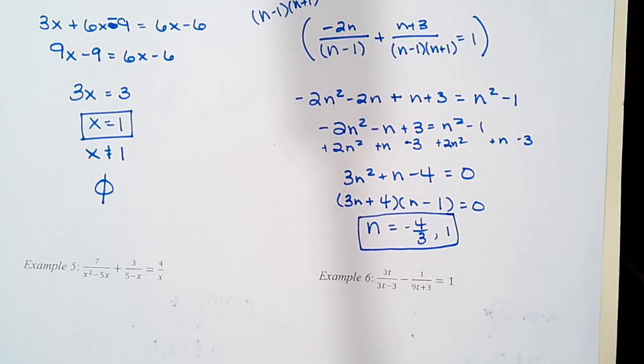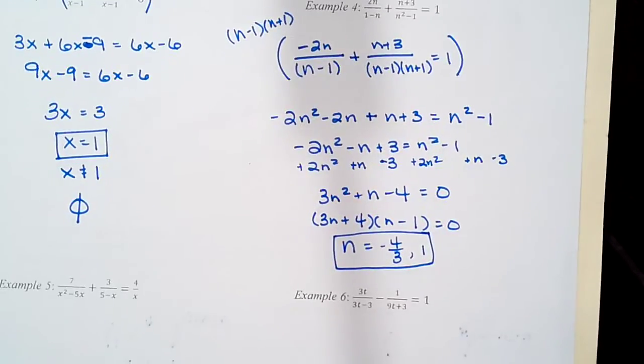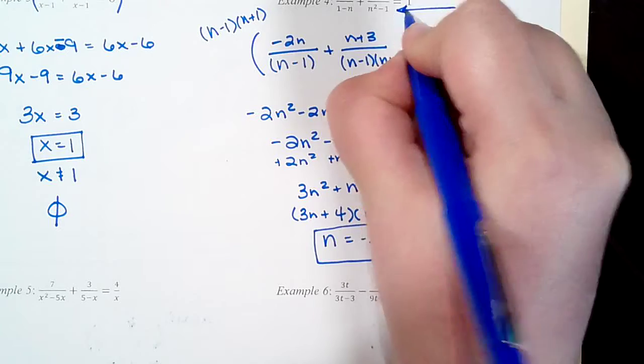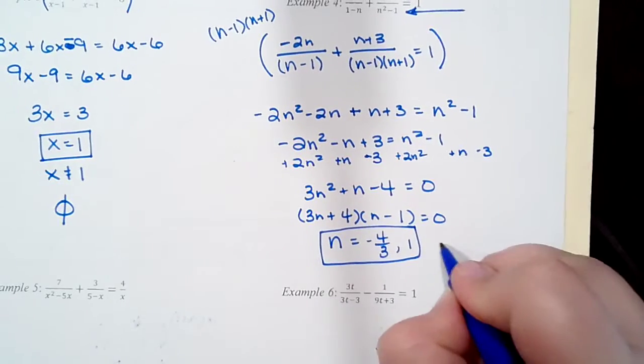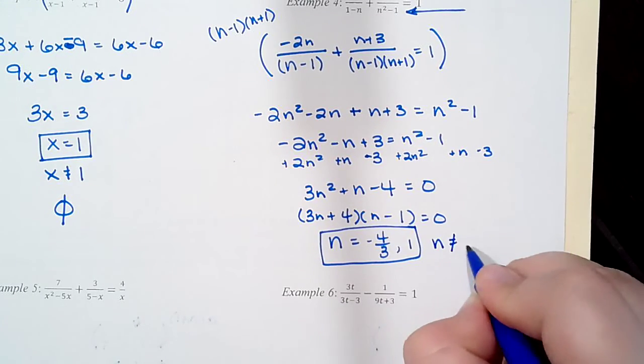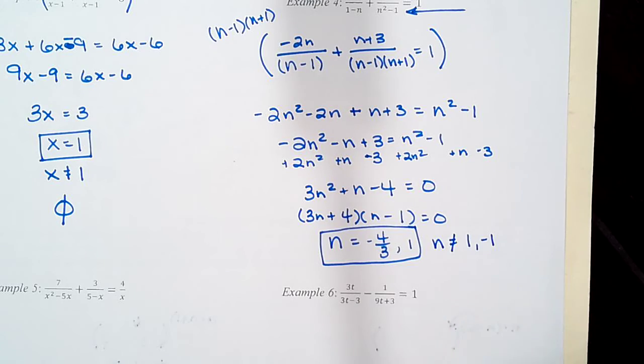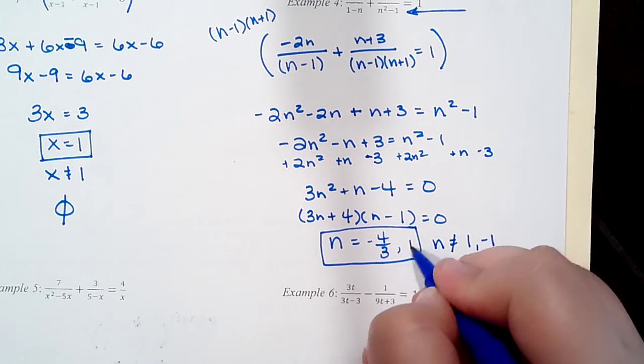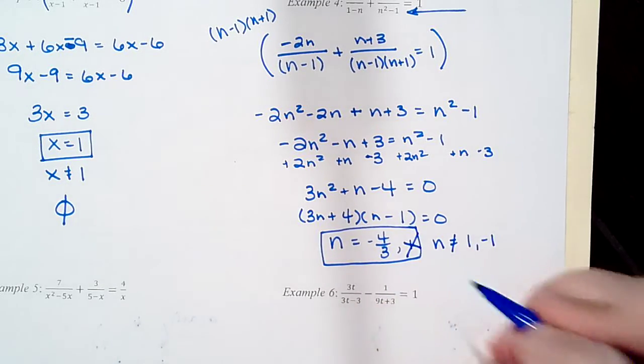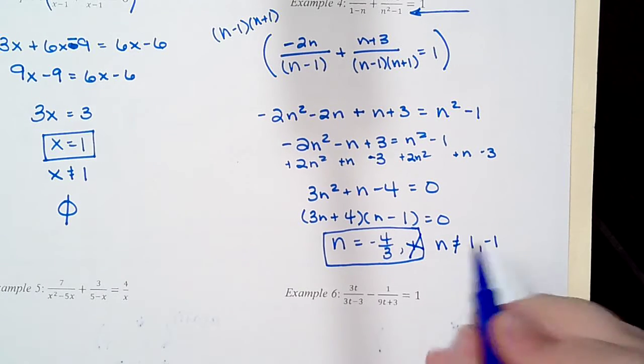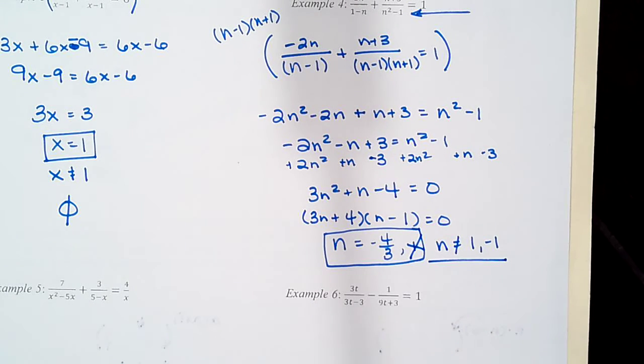Let's go back and check for any extraneous solutions in our original denominators. When I do that, I find that the values that n cannot be are 1 and negative 1, one of which is in my solution. So I'm just going to go ahead and cross that out and say that doesn't work for me. Underline, I'm good to go.